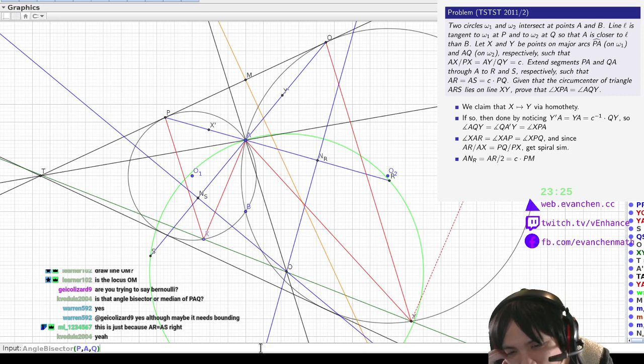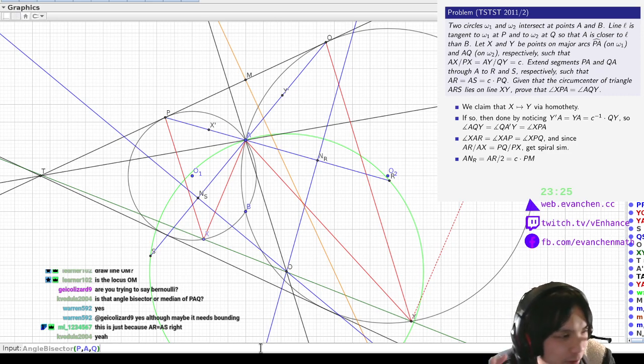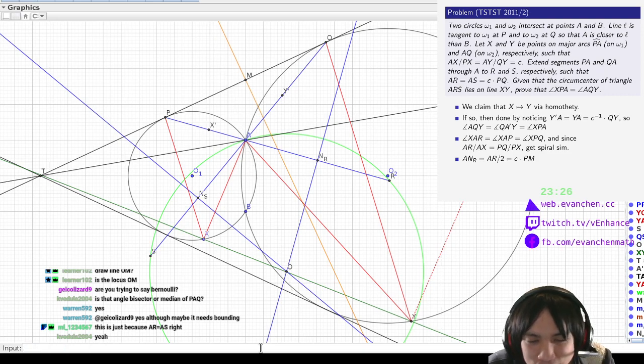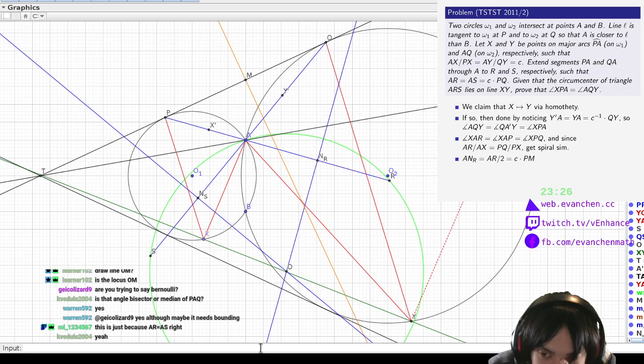I'm taking the isosceles triangle. God damn it. Yeah, so it's just the angle bisector. It's one of those days. That's silly. I shouldn't miss that.